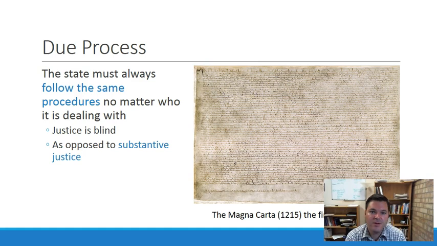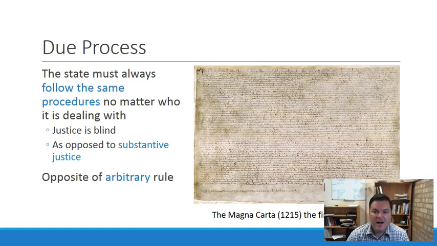This is actually opposed to substantive justice, and the idea of arbitrary rule, which you can certainly see in greater detail in your text. But the idea is that this is the opposite of what would be arbitrary or random, or even preferential treatment for sort of preferred people. So the idea that I go up for trial and a senator goes up for trial, if there's arbitrary treatment, well, the senator's probably going to get better treatment than me. But if there's due process, we'll both get the exact same treatment.